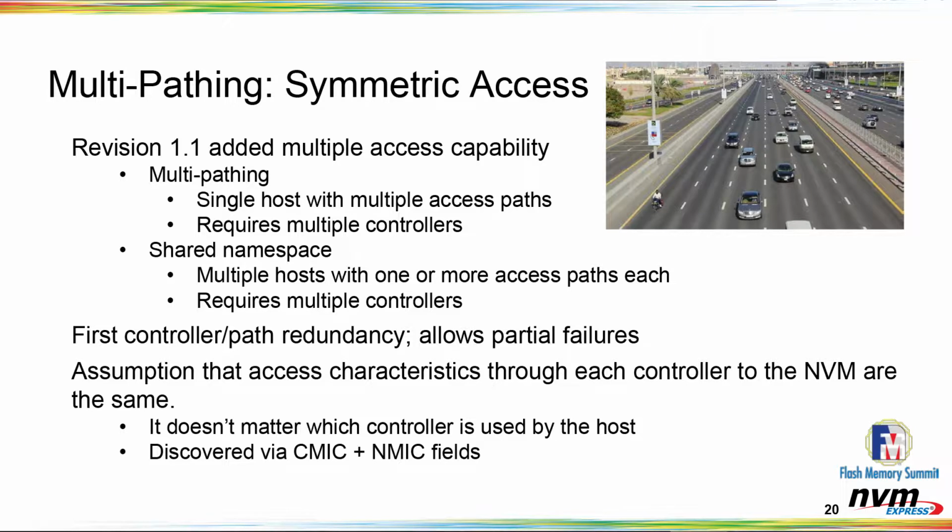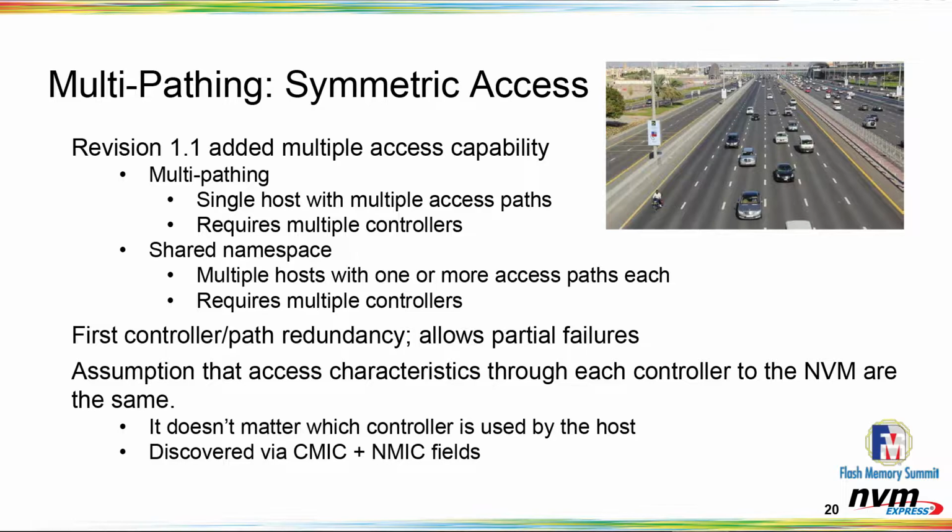With multipathing, the first thing that came along in version 1.1 of the NVMe spec was symmetric multipathing. If you see this multi-lane highway here, very possibly a Southern California highway, or even a Northern California highway, maybe that's 101. They're all just flying along there. Okay, so it can't be 101, they're actually moving. But they're all going the same way, all going the same speed. Everybody's just moving along. There's lots of redundancy.